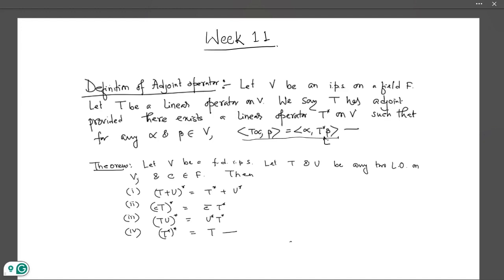This definition comes from the representation theorem, if you remember from last time. In the 10th week, we discussed this representation theorem. Basically, this special vector depends completely on this beta. We get a unique T star beta, from where we have this definition.